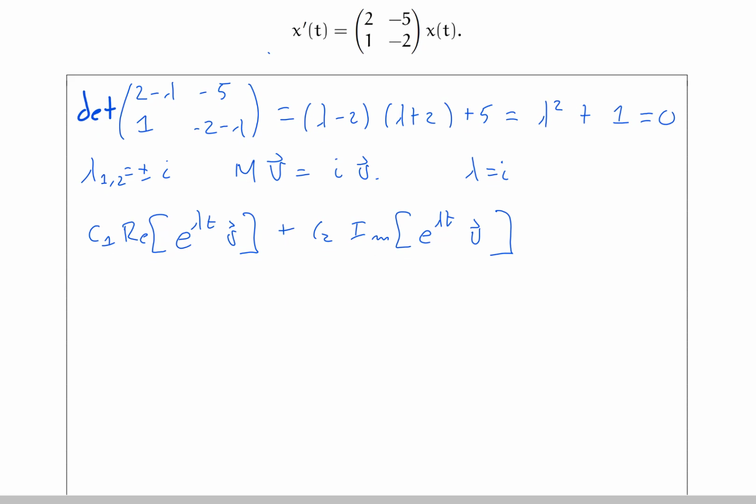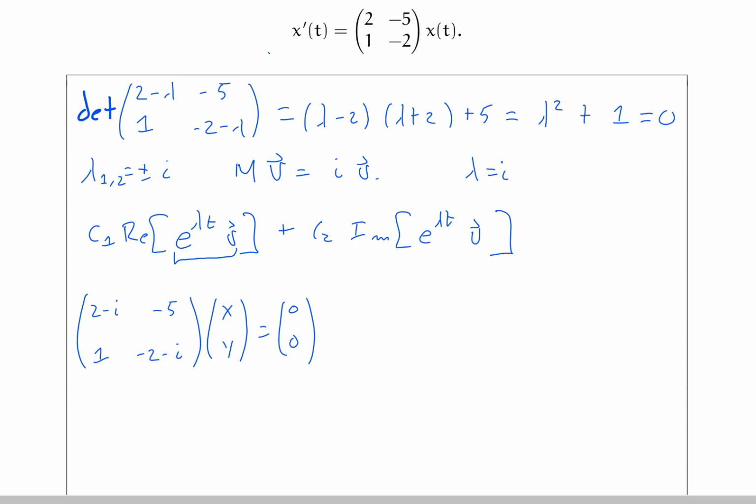Okay, so we need to look at the product e to the lambda t times v and split this into its real and imaginary parts. And so first we're going to have to find the eigenvector associated to i. I just wanted to point you forward to what we're going to be doing. So for the eigenvector, we're going to solve the equation [2 minus i, minus 5; 1, minus 2 minus i] times (x, y) is equal to (0, 0).